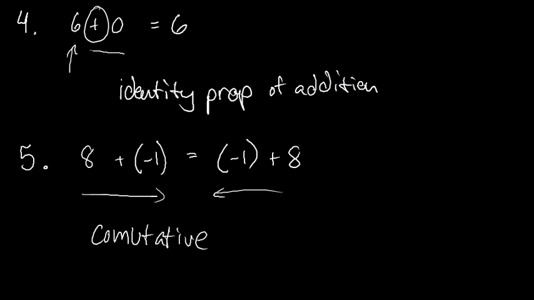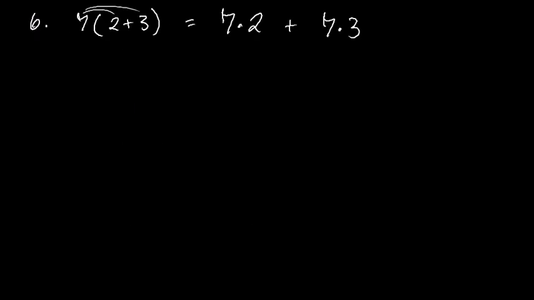So it's commutative because commuting means I'm driving a car, and when I drive my car can go forward or backwards. So commutative property of addition. Commutative property of addition. And those are your solutions for 4 and 5. Moving on to number 6.